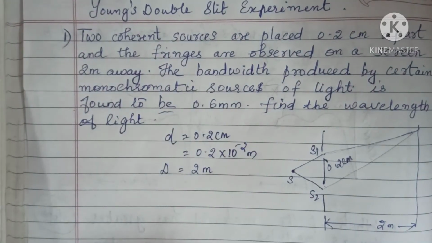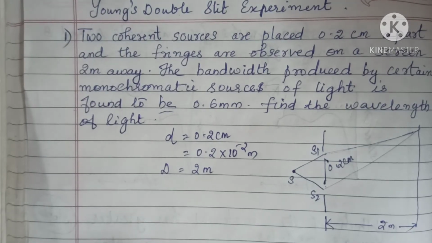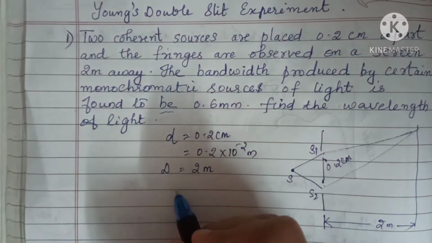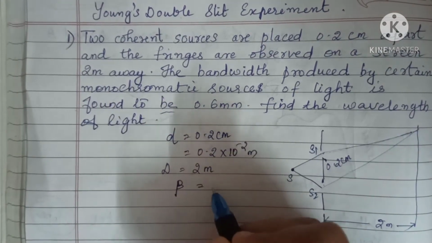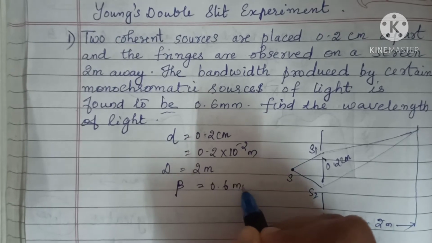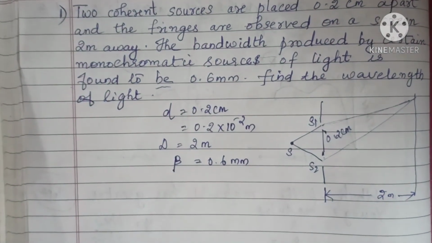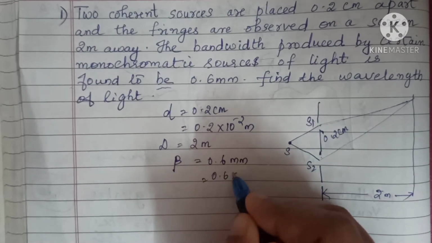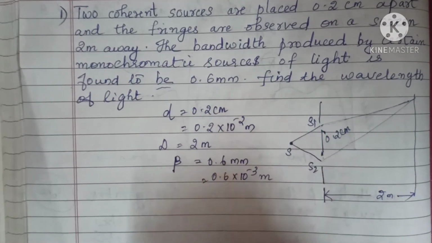Now the bandwidth produced by certain monochromatic source of light is found to be 0.6 millimeter. So what is this bandwidth? It is the fringe width, isn't it? And we define fringe width as the distance between two consecutive bright fringes or bright bands or two consecutive dark bands, isn't it? So it is represented by beta and it is given as 0.6 millimeters. You have to convert it into meter, that is 0.6 into 10 raised to minus 3 meters.